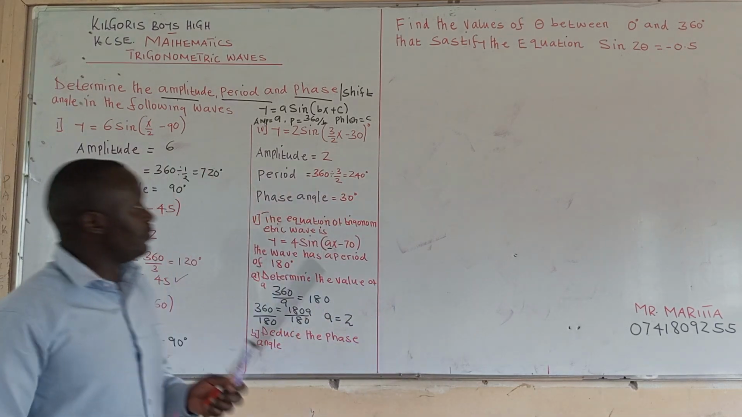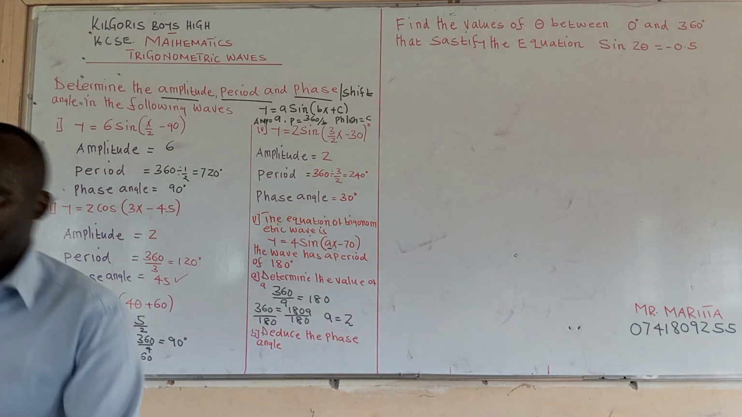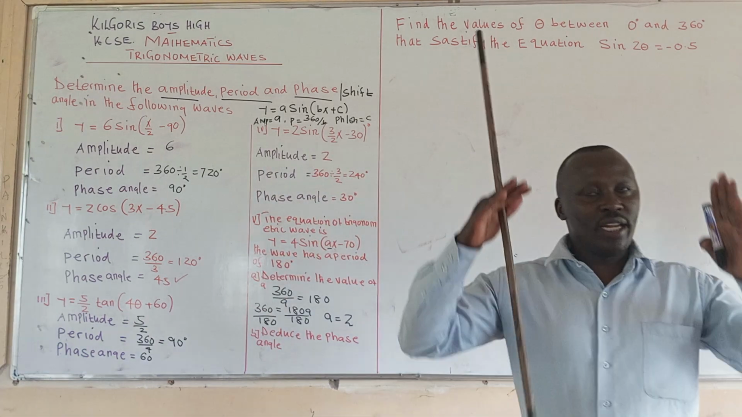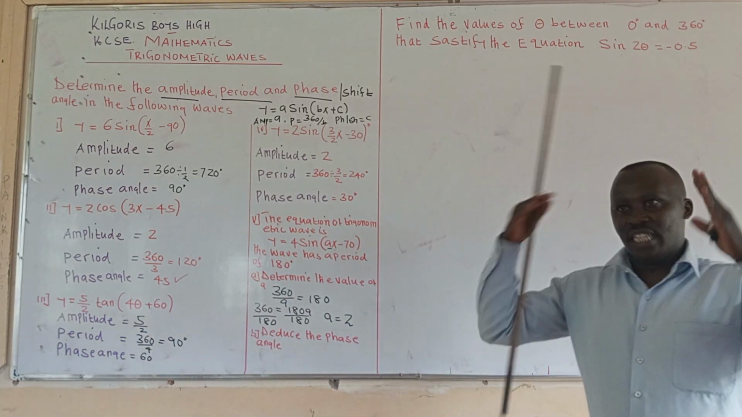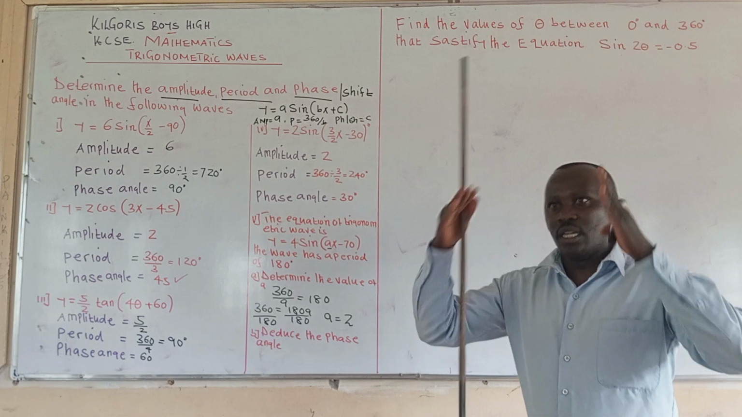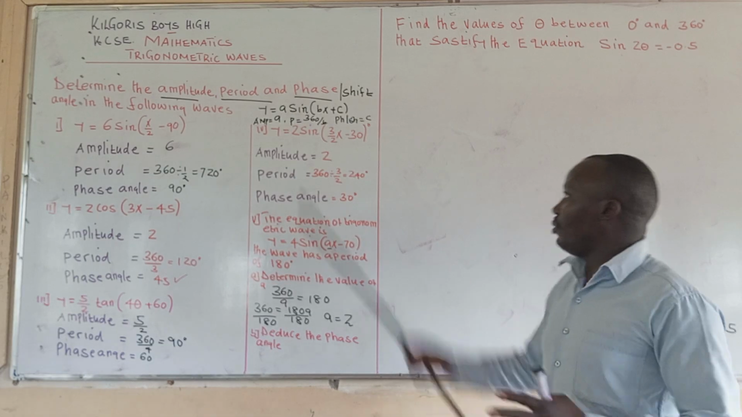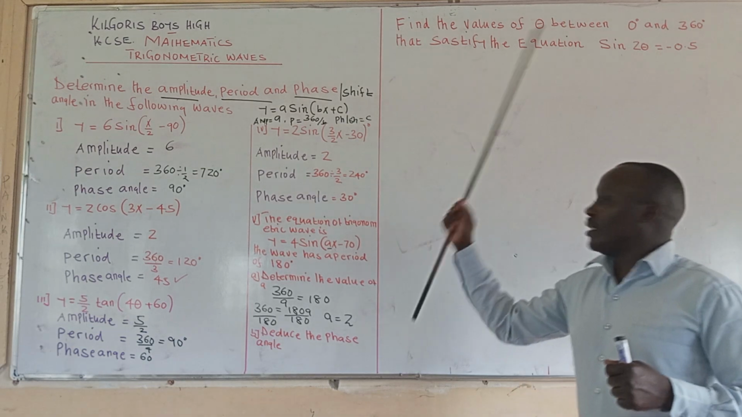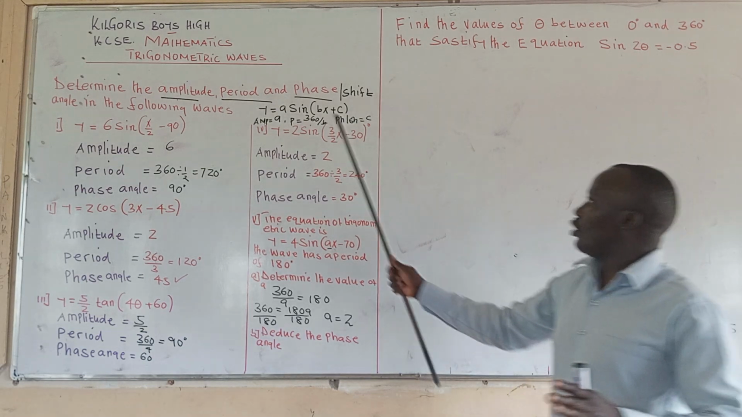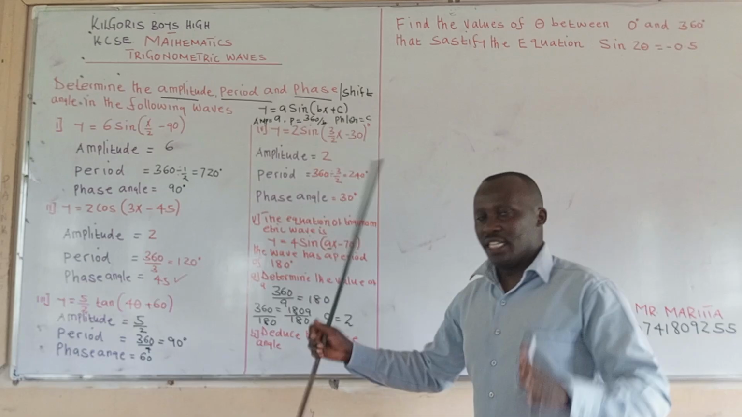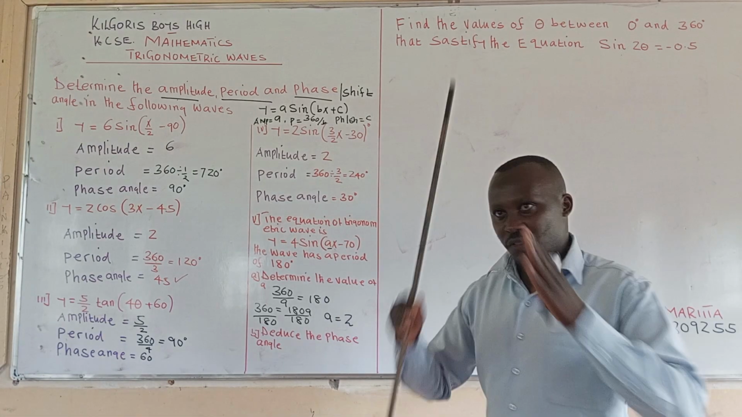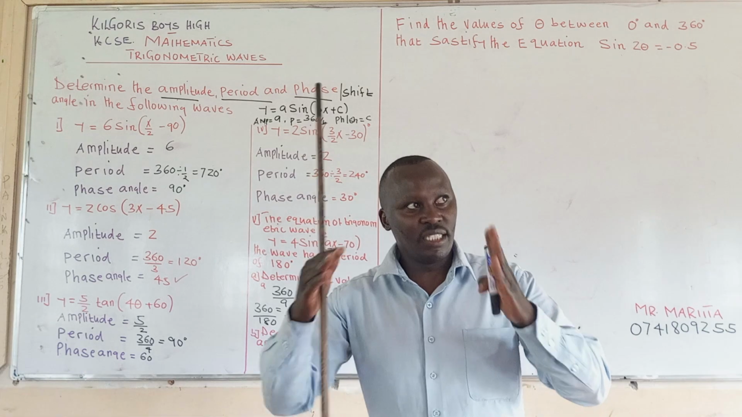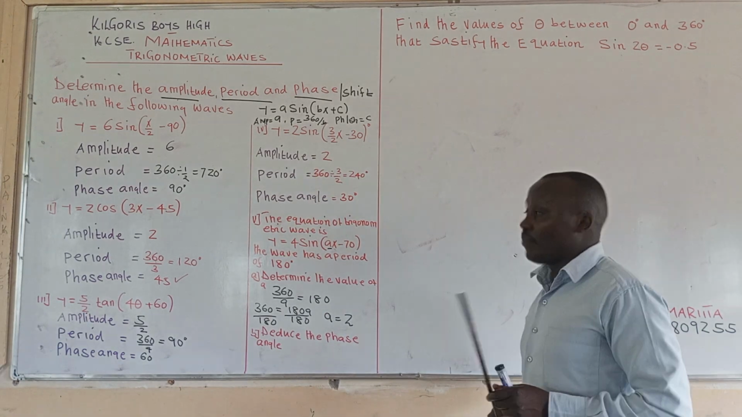That is the simplest way you can get free marks in any trigonometric waves. Just use the formula y = a sin(px + c). Amplitude is equal to a. Period is 360 divided by the coefficient of x. The phase angle or shift angle is the constant c. So we have another one here.